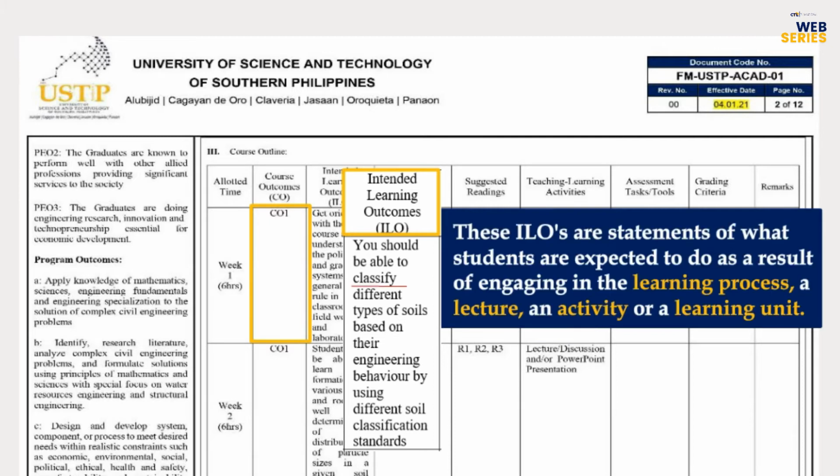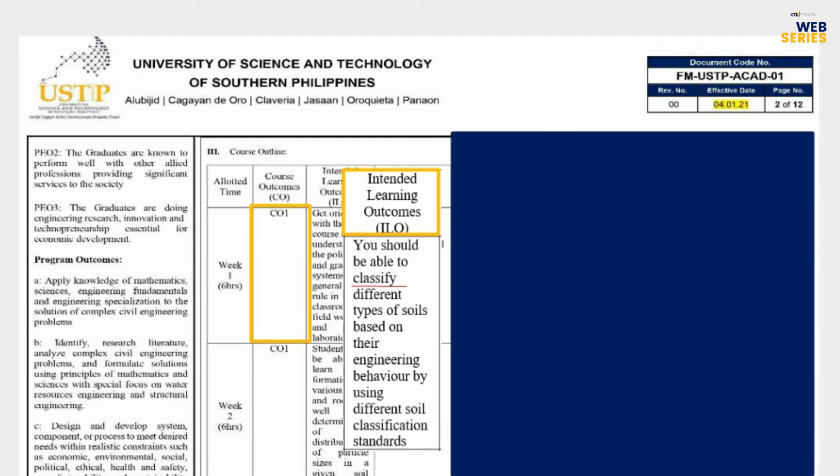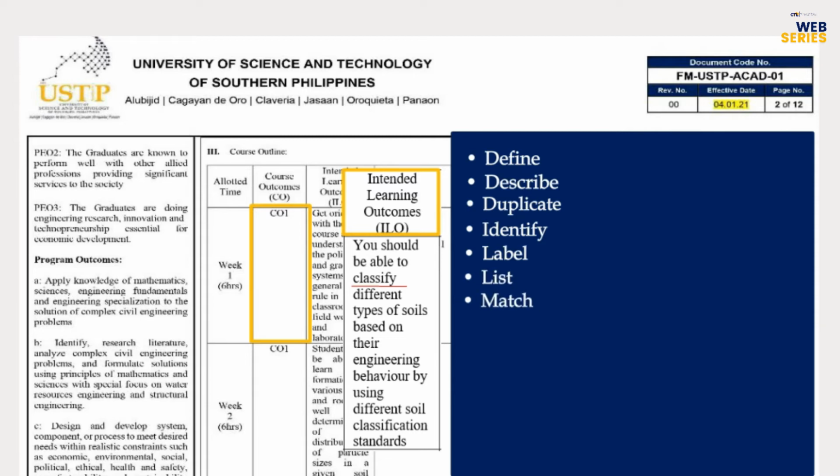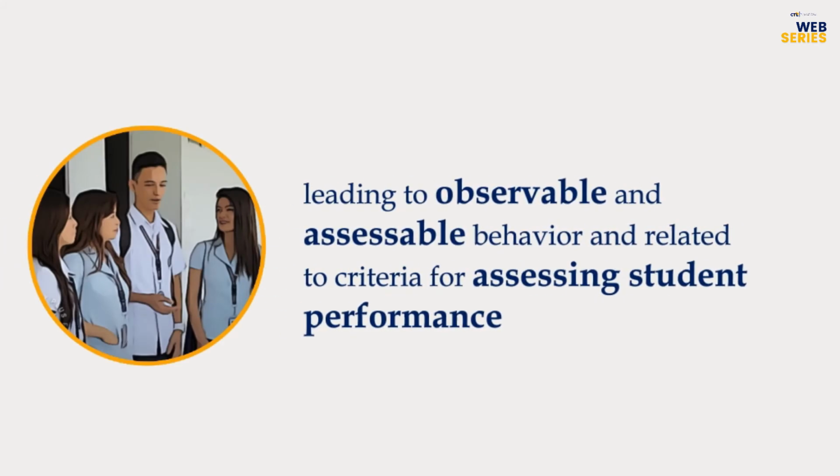These ILOs are statements of what students are expected to do as a result of engaging in the learning process, the lecture, the activity, or the unit learning. These ILOs are written from the student's perspective, expressed in action verbs such as define, describe, duplicate, identify, label, list, match, memorize, and so on, leading to observable and assessable behavior and related to the criteria for assessing student performance.